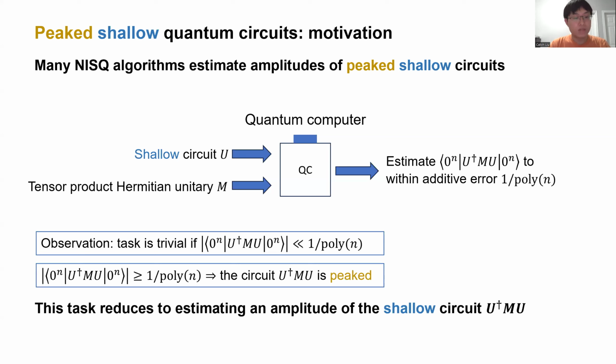However, if this value is at least 1 over poly n, then the shallow circuit U dagger MU is peaked according to our definition of peakness. U dagger MU is still shallow because U is shallow, and the depth of U dagger MU is at most double the depth of U. Therefore, this task reduces to estimating the 0,0 amplitude of the shallow circuit U dagger MU. And it is non-trivial if and only if U dagger MU is peaked.